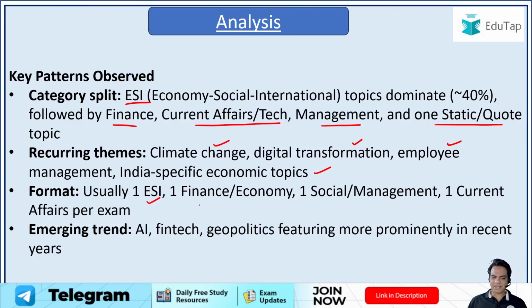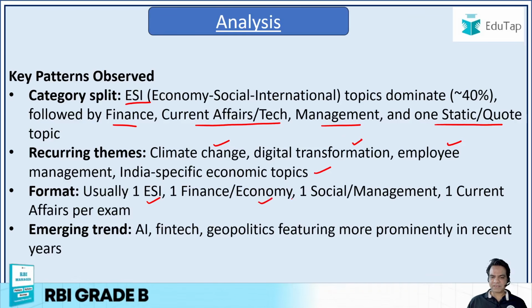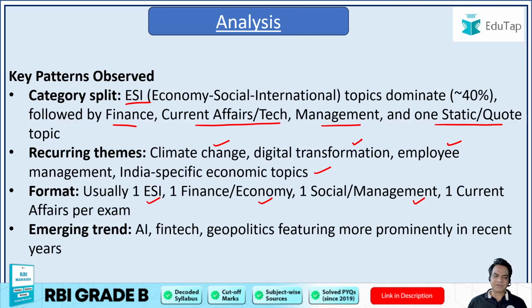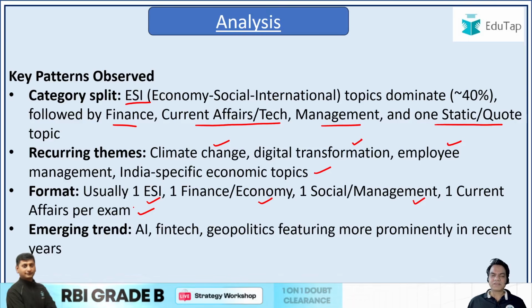One topic for ESI, one based on finance and economy, one based on social or management vertical, and one topic based on current affairs. So these are basically the recurring themes we have been able to observe in this exam. So what could be the emerging trends for this year?